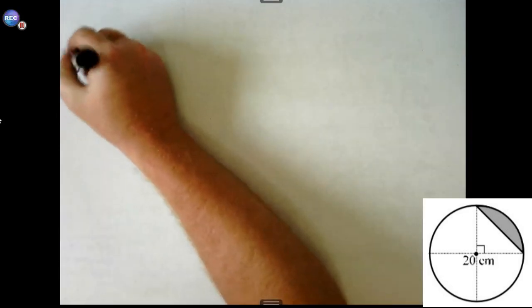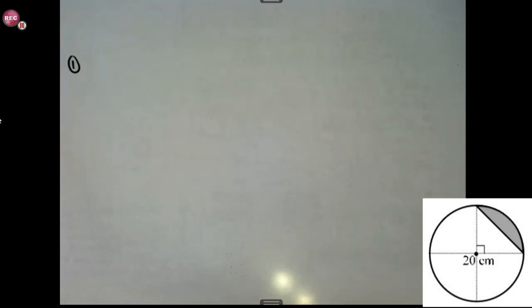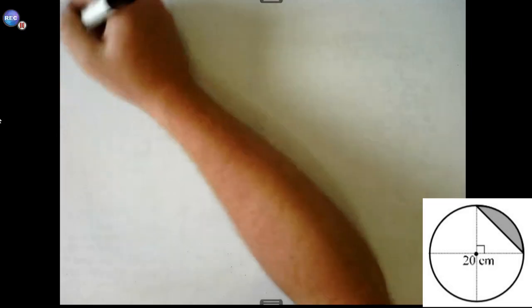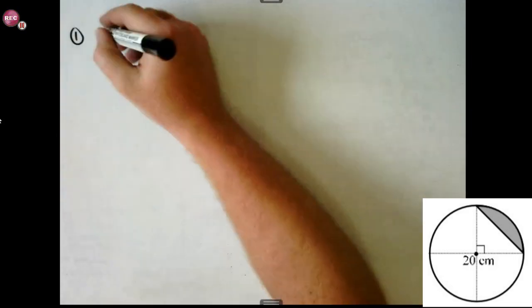Okay? So the very first thing that you need to do is find the area of the full circle as displayed at the bottom right, and then go and calculate the area that is shaded. So let's start off with the full circle. So this is the circle.